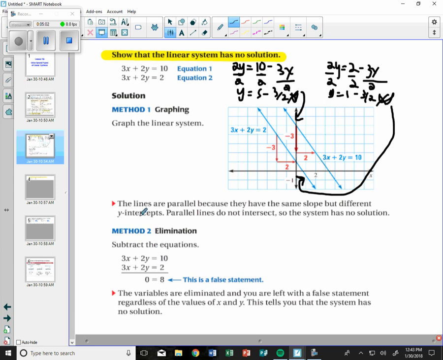If you were to line these up right away the way that they are, you know right away, if I were to subtract these, 3x minus 3x is 0, 2y minus 2y is 0, 10 minus 2 is 8. This is not a true statement. 0 cannot equal 8, obviously. So because of that, there is no solution to this problem. Okay?